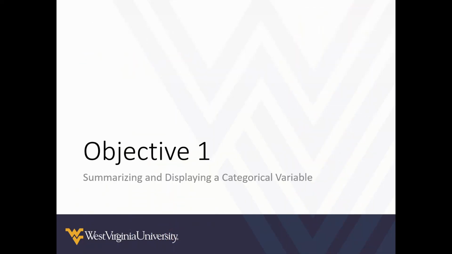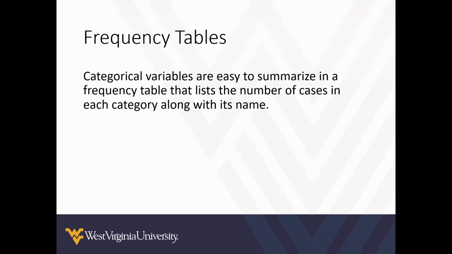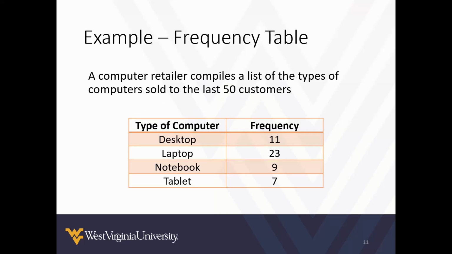This brings us to our first objective: how to summarize and display categorical variables. One way we like to start off with categorical variables is to display them in frequency tables, because they are easy to summarize. Frequency tables list the number of cases in each category along with its name. Let's take a look at an example.